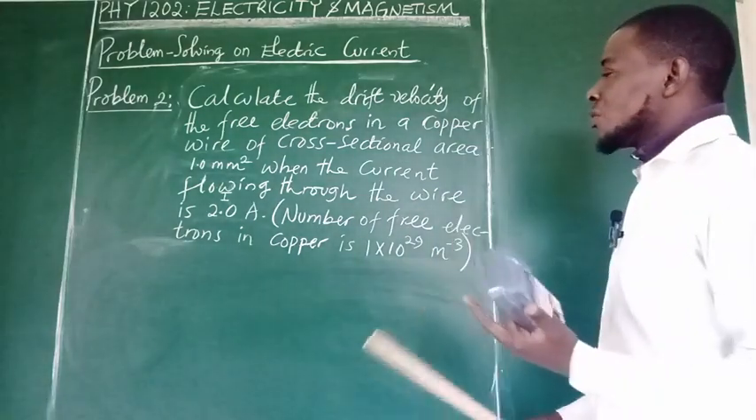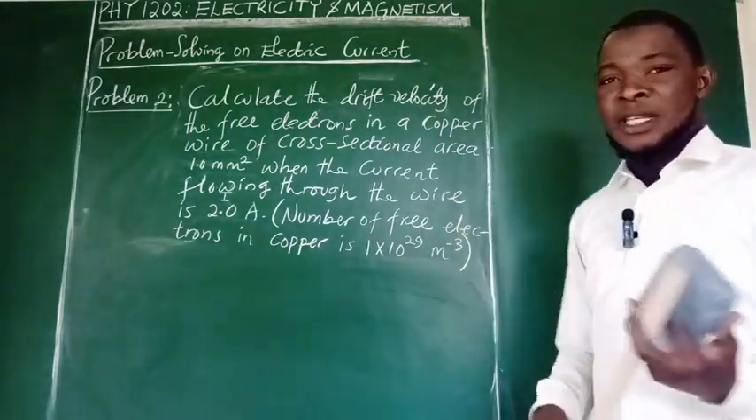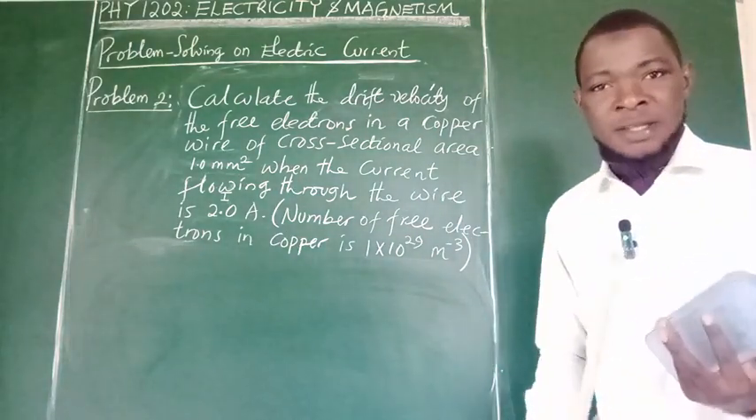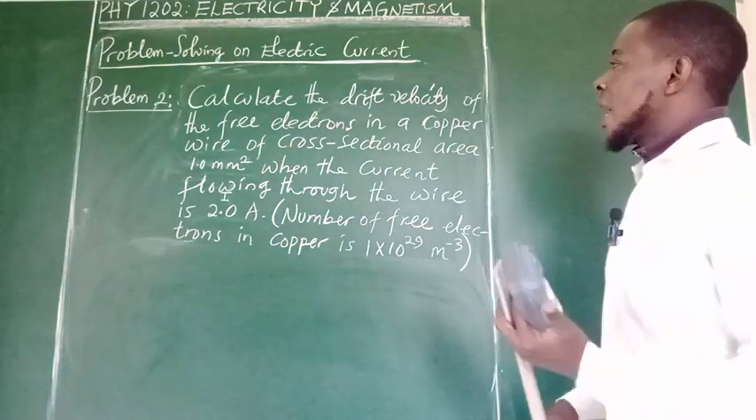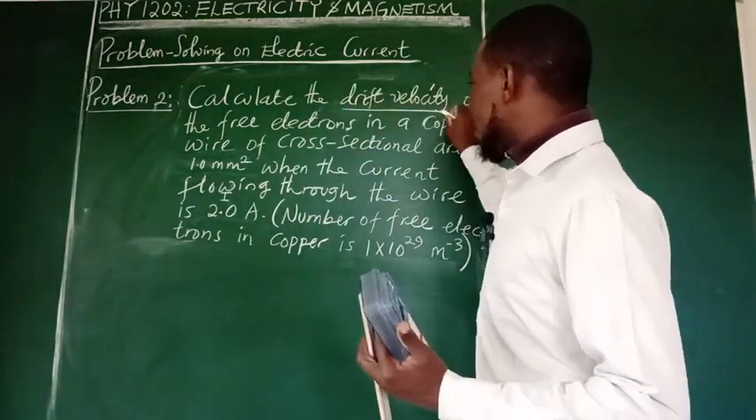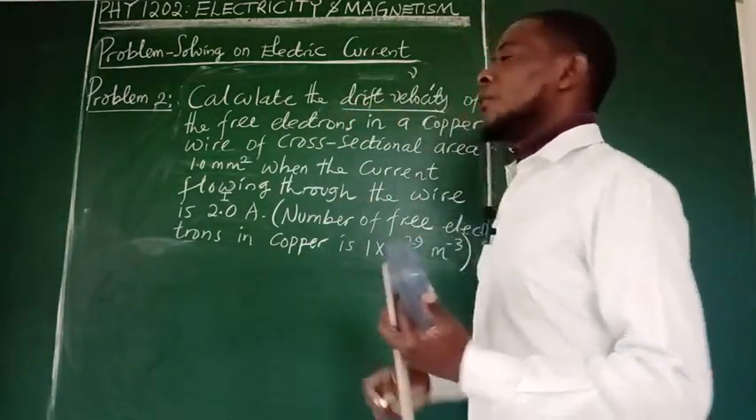The first thing we are going to do is to identify our target variable. What is it we are trying to calculate? And that is the drift velocity and is given the symbol V.